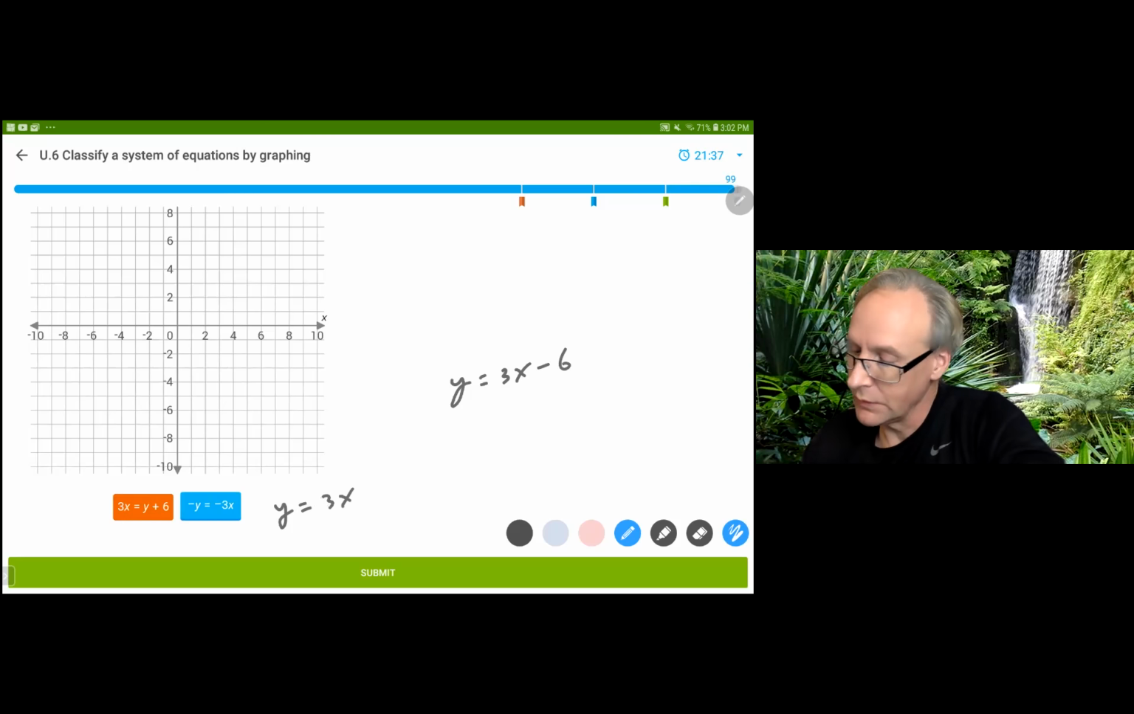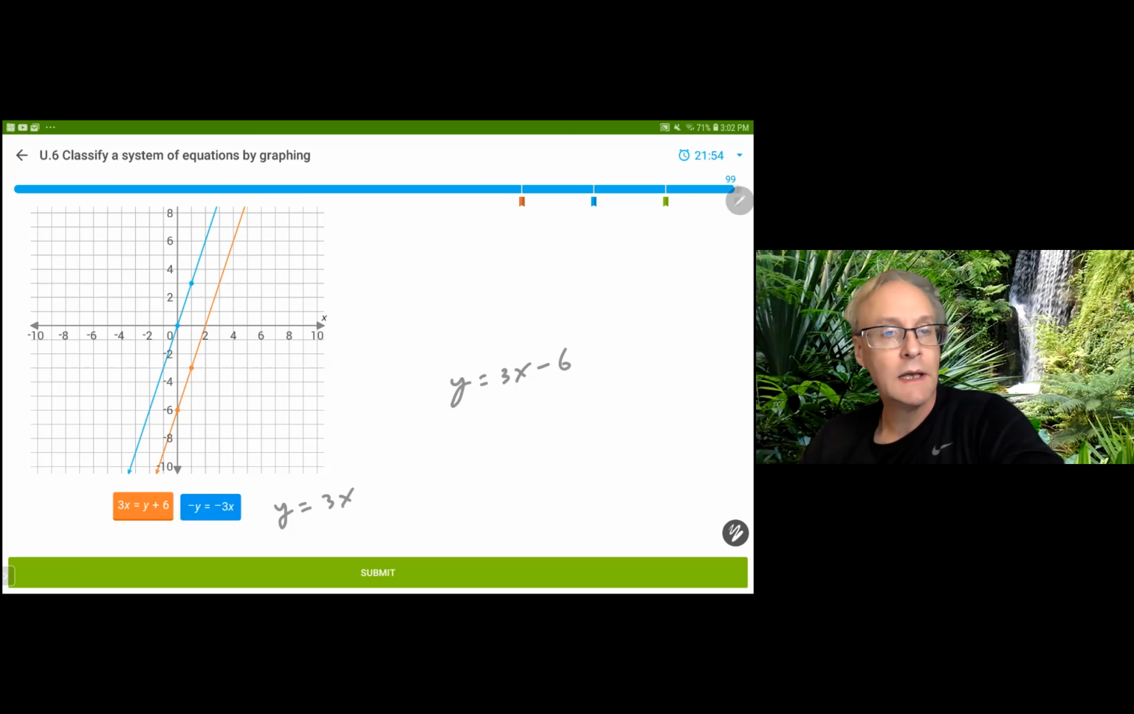So let's put in our final equations. We've got the orange one, and it looks like it goes through 0, -6, and has a slope of 3. That's up 3 over 1. And then we do the blue one, and we go through 0, 0, and we go up 3 and over 1, and they are parallel, which makes them inconsistent.